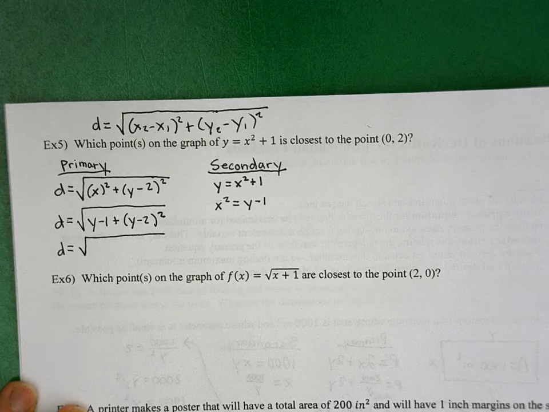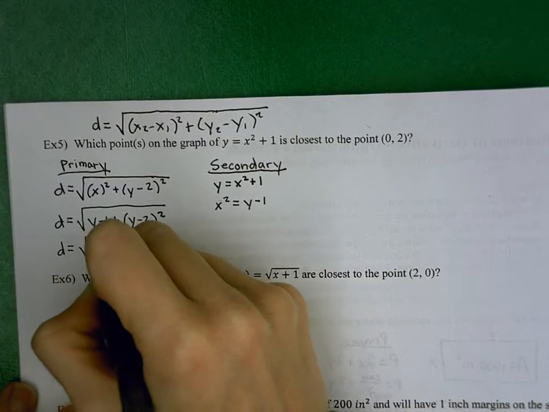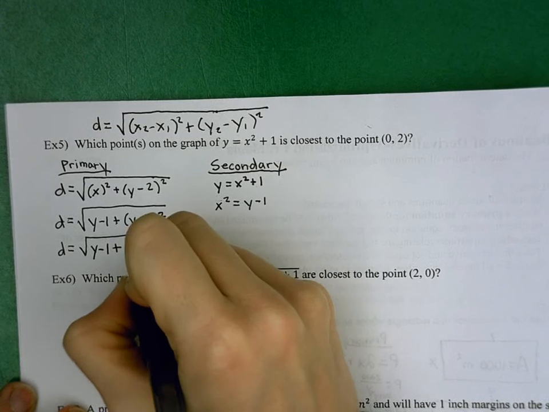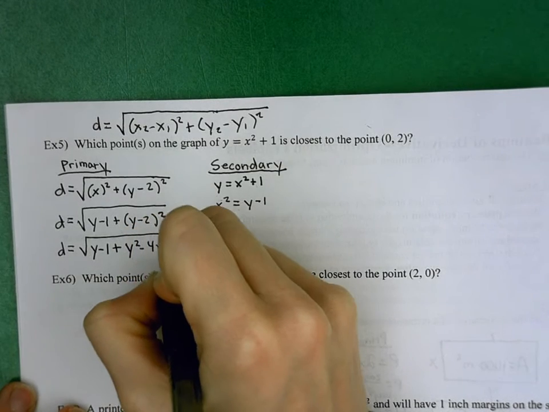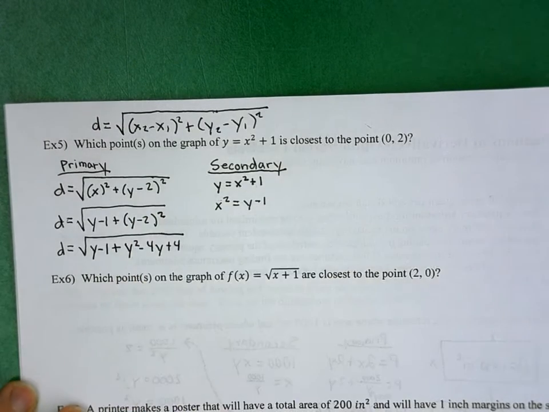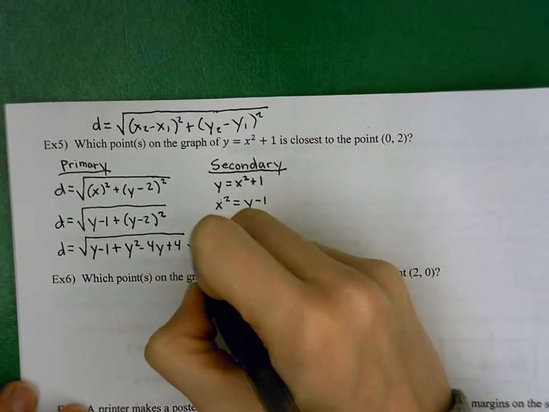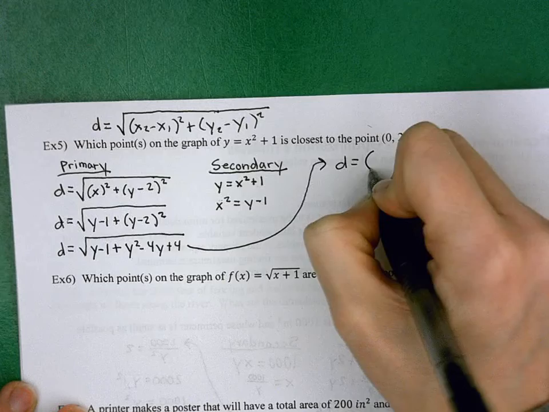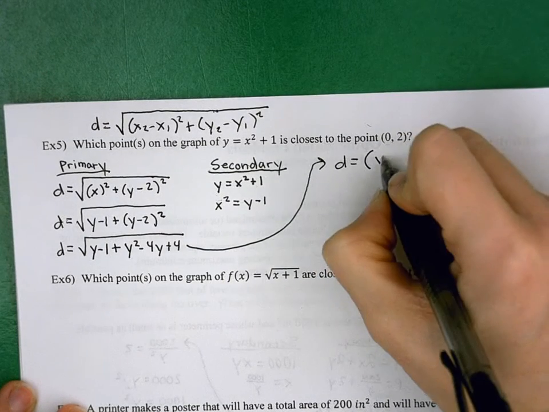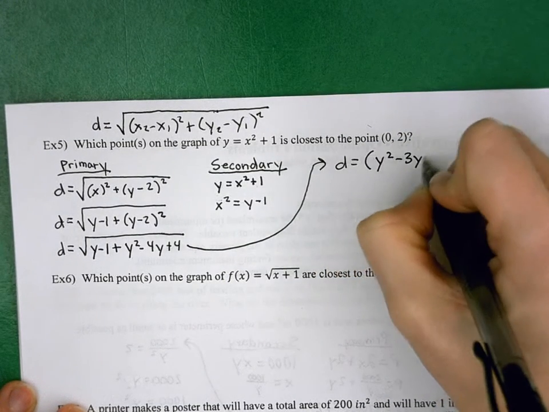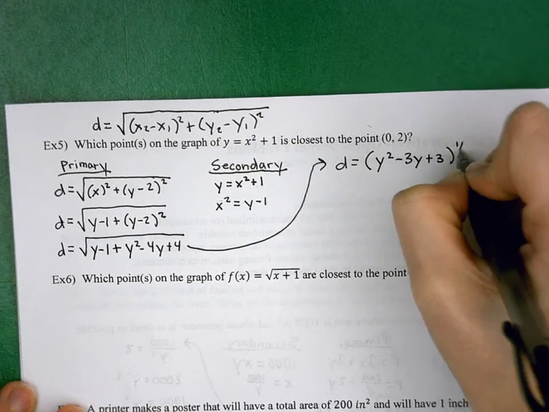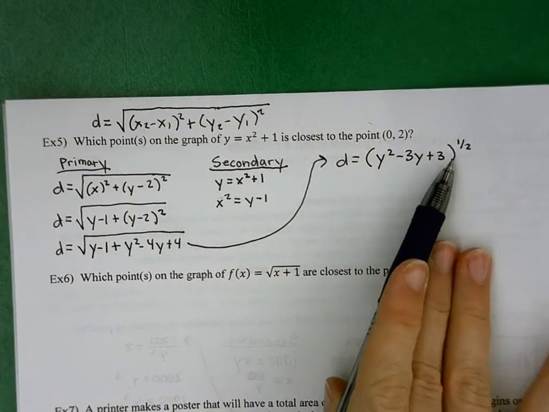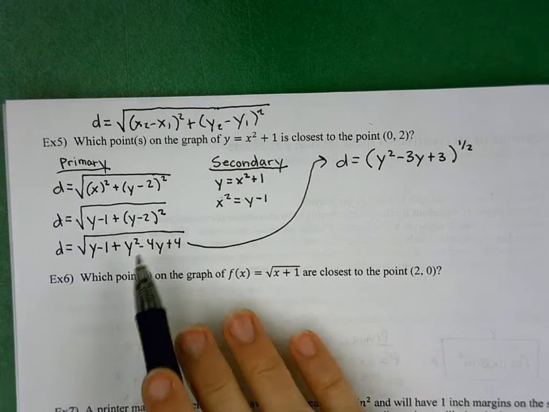Okay, so we have the (y − 1) plus, when you FOIL out (y − 2) squared, you get y squared minus 4y plus 4. Which is the same thing as (y squared minus 3y plus 3) to the 1/2. When you simplify this up, I went ahead and rewrote it as a 1/2 exponent instead of the square root, just because I know eventually I'm going to be taking the derivative.